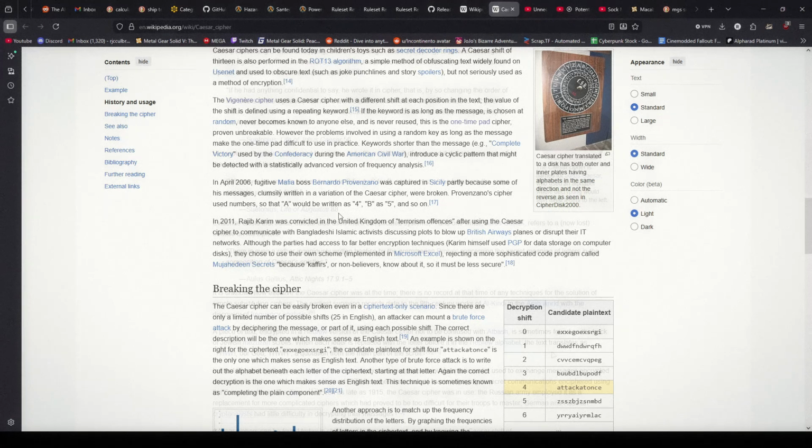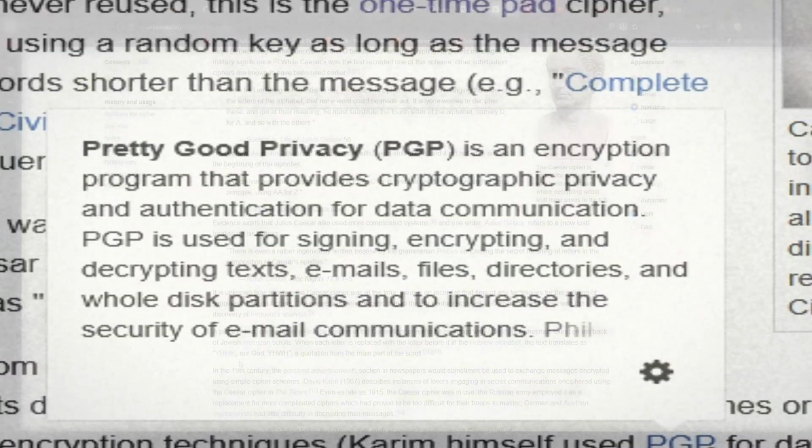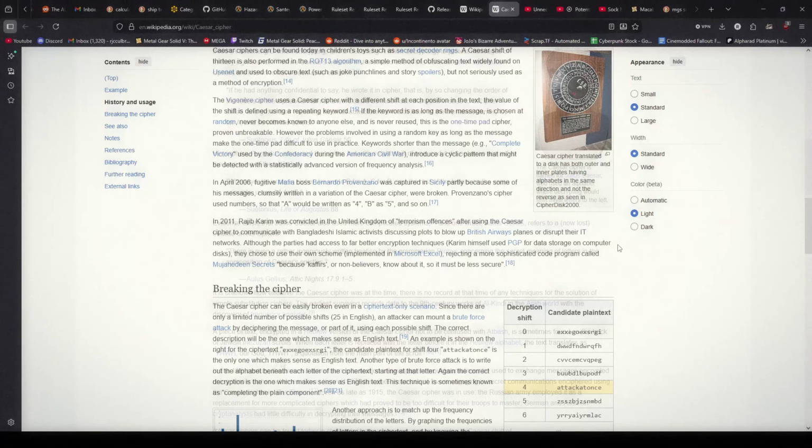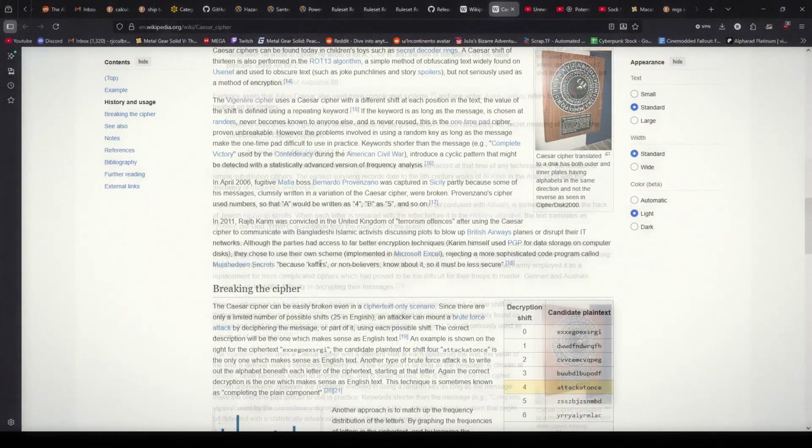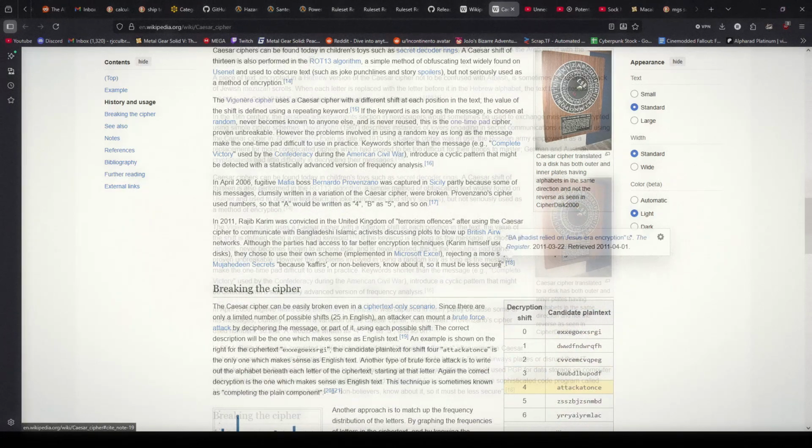In 2011, Rajab Karim was convicted in the United Kingdom of terrorism offenses after using the Caesar cipher to communicate with Bangladeshi Islamic activists discussing plots to blow up British Airways planes or disrupt their IT networks. Although the parties had access to far better encryption techniques, Karim himself used PGP for data storage on computer disks. They chose to use their own scheme implemented in Microsoft Excel, rejecting a more sophisticated code program called Mujahideen Secrets because Kafirs, or non-believers, know about it, so it must be less secure. Because absolutely nobody knows about the Caesar cipher.